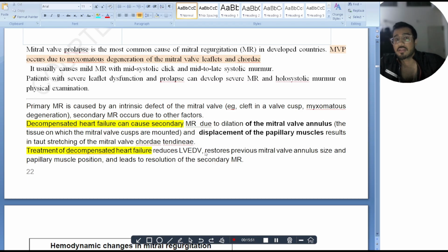on the failing heart. That results in reduced left ventricular end-systolic volume, thereby returning the mitral valve annulus to its original size, and that leads to the resolution of the secondary mitral regurg.